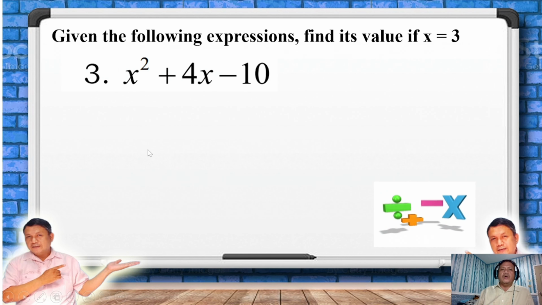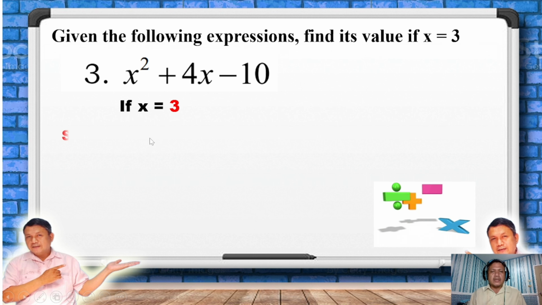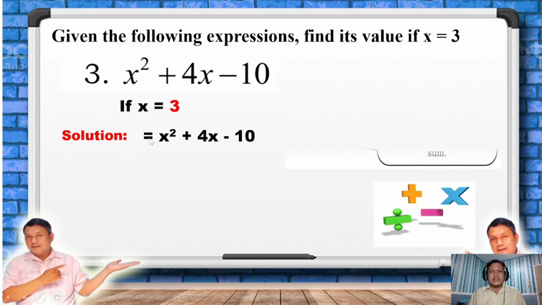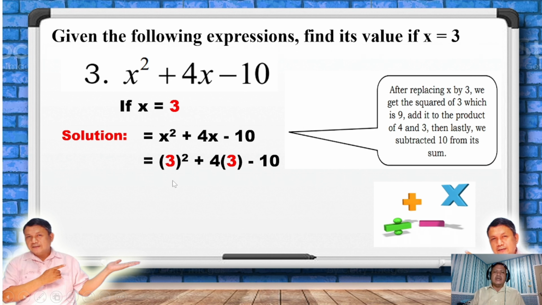For the third example, we have x squared plus 4x minus 10. Okay, again, if x is equal to 3, so again, we will replace x by 3. So, tandaan, after replacing x by 3, we get the squared of 3 which is 9. Okay, so paano po nangyari yon? Ito po, so we have, replace x by 3. Ilang x po yan? Dalawa. Kaya, okay, dalawa ang ilalagay nating 3.